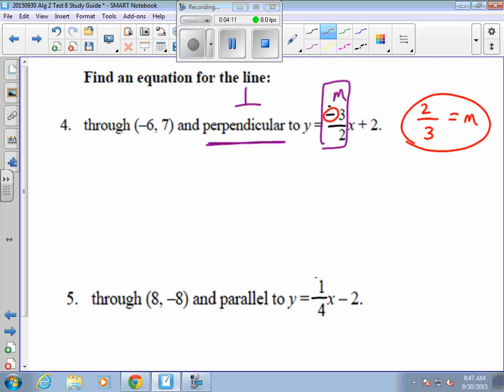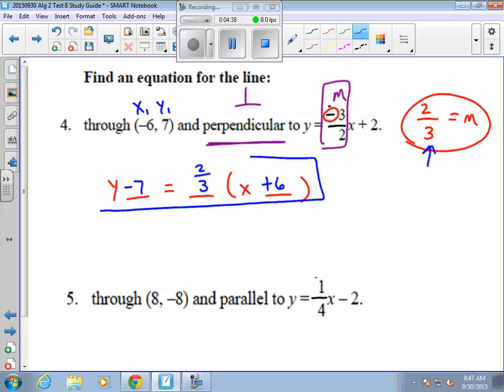Now you do it just like number 1. Y minus y sub 1 equals m times x minus x sub 1. You just fill those values in. This is y sub 1 here. It's positive 7. We want the opposite of that, so we put negative 7. This is our m value we just found, 2/3. It goes in place of m. And then x sub 1 is this value here. It says negative 6, so we're going to put in positive 6. Y minus 7 equals 2/3 times x plus 6.